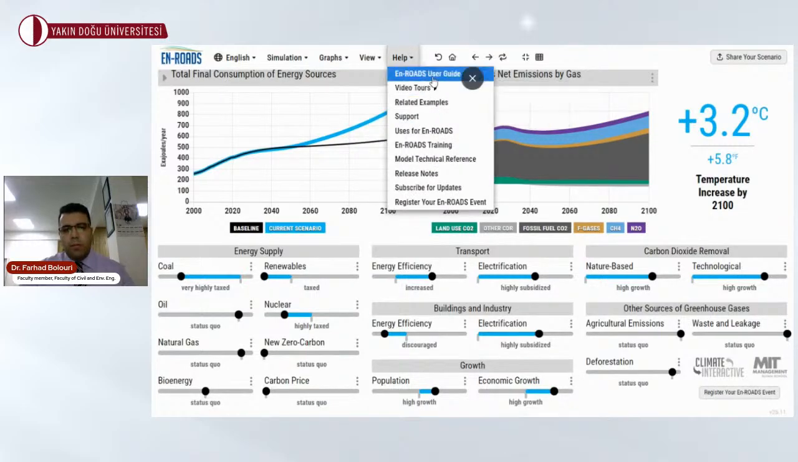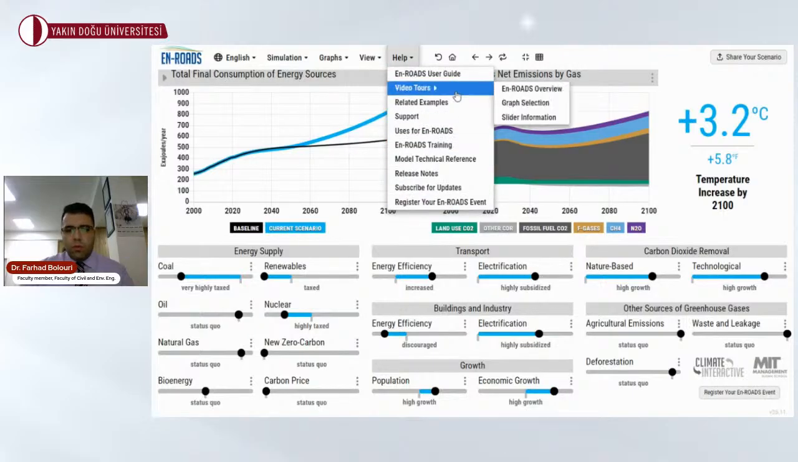Also in the help part, you have so many things. For example, En-ROAD user guide, some videos you have, related examples, training you have, you can even be an ambassador of En-ROAD in the future. I don't want to go through these things because it takes our time and we don't have enough time for this.